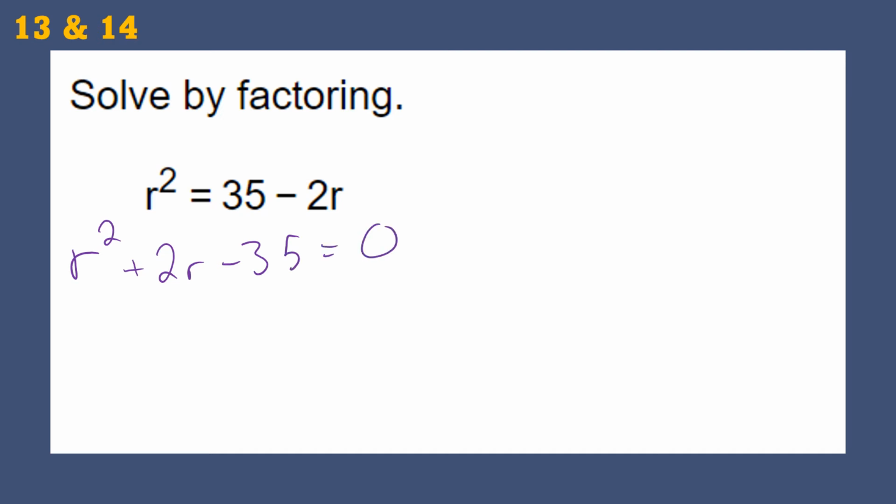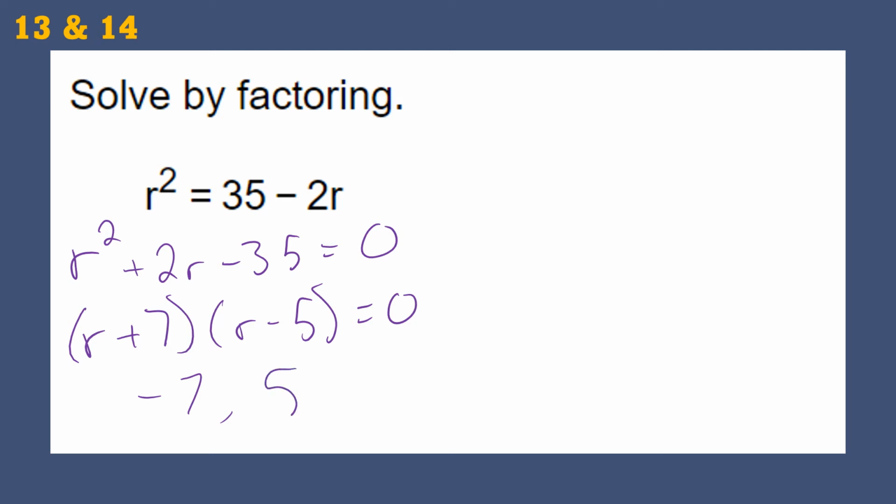Now we're just going to factor by finding two numbers that multiply to negative 35. So one of them is negative, and they need to add to a positive 2. So the bigger number will be positive. I think this one's not too bad because we have r plus 7 and r minus 5. Last thing is we'll remember that our solutions are actually the opposites of our factors. So our two answers are negative 7 and positive 5.